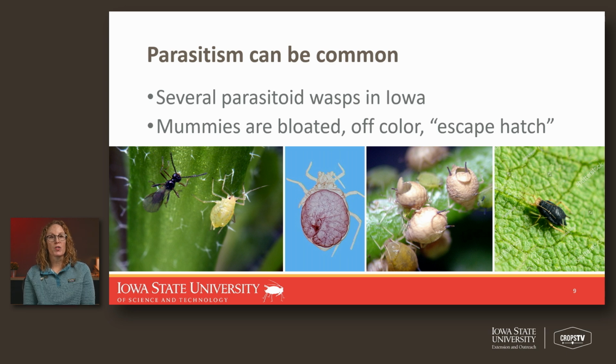That larva is going to consume the contents of the inside of the aphid, eventually killing it. At this point, they start to become bloated and off color, and they could be brown or tan or black in color and would be referred to as a mummy. And they often look glued or kind of stationed on a plant, and that's just because they're not alive anymore.